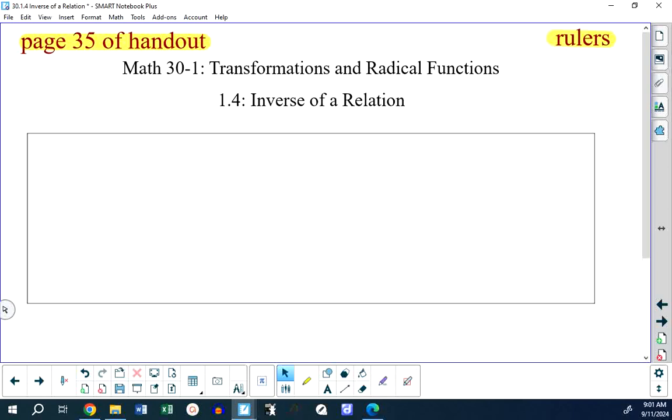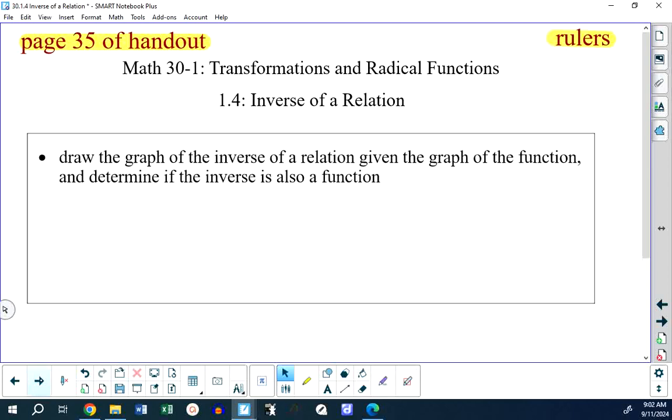In other words, we can have the idea of invariant points. We can talk about an original point and a new point, or an original function and a new function. We can talk about mapping. All of these things apply, but this isn't about stretches or reflections or translations.